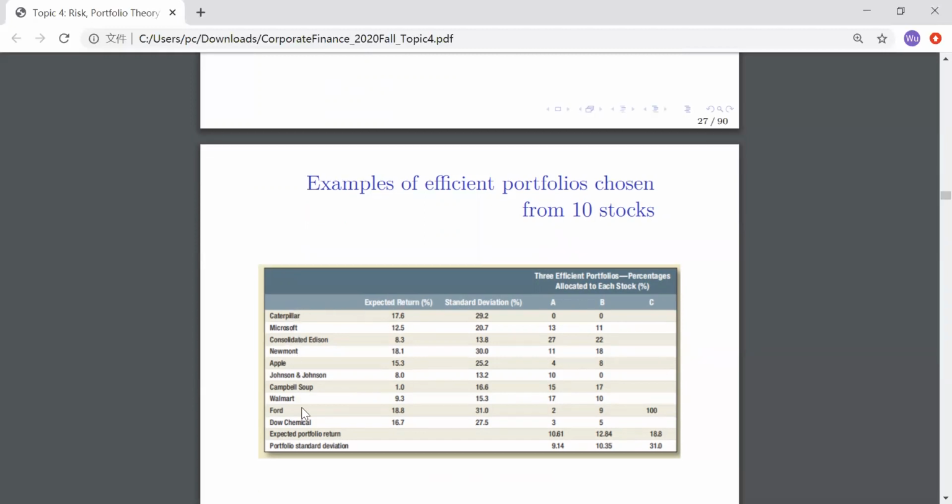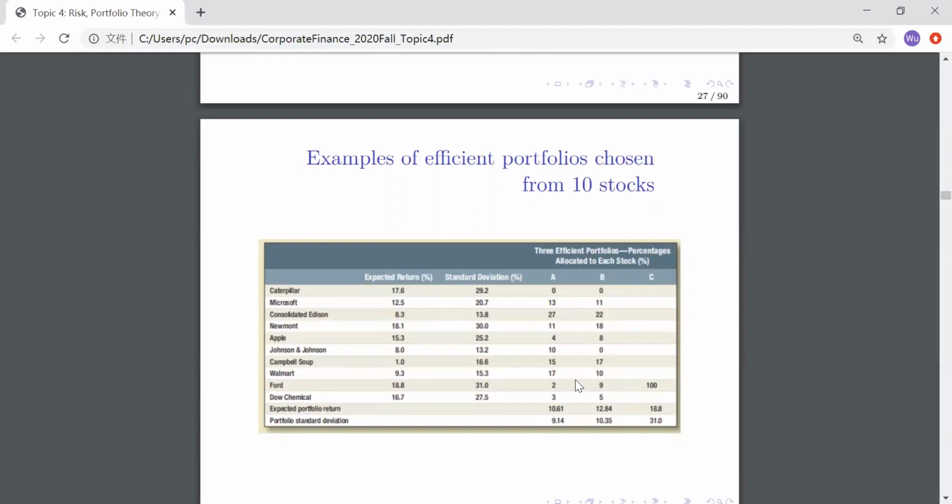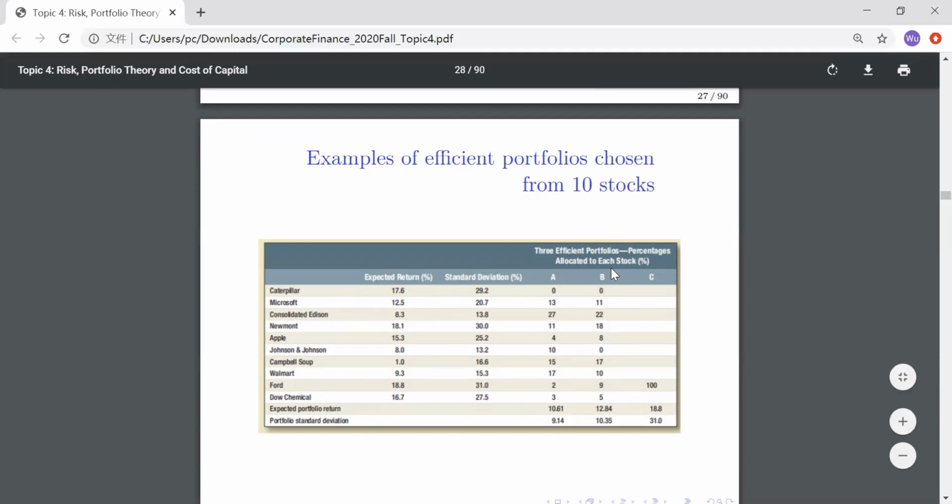Basically, these are the 10 firms, right? And for each one, we give you the expected return and standard deviation. Here, the columns A, B, C give you 3 efficient portfolios. The first one is 0, 0, so that basically gives no weight to A and B, right? And the second one gives you 13% weight and 11% weight, right? This table also calculates the expected portfolio return of portfolio A, portfolio B, portfolio C. So A, B, C, there are 3 different portfolios, remember.